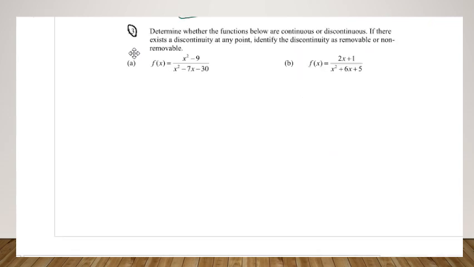Determine whether the functions below are continuous or discontinuous. If there exists a discontinuity at the point, identify if it's removable or non-removable. And we have two cases for removable: removable if I can replace the function with a value, or I can find the value of the function.